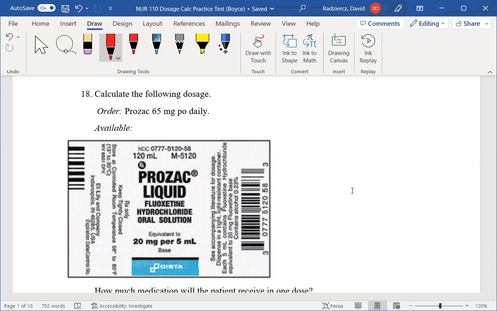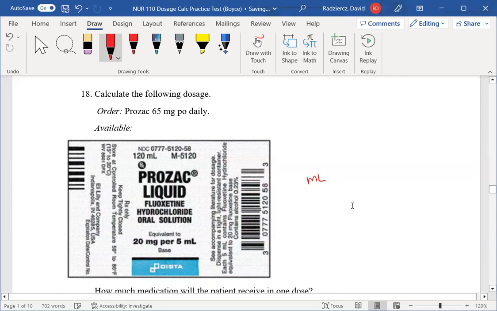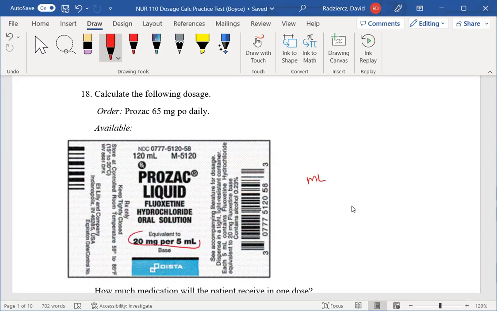All right. Prozac is the order. Notice it says very big. It's Prozac liquid. So without knowing anything else, we know that we are going to be calculating for milliliters. So when it says how much medication will the patient receive in one dose, you know that you're solving for milliliters. So I'm going to look at my label, and I'm going to look for my strength. 20 milligrams per 5 ml. So my order, 65 milligrams. My available, 20 milligrams. My quantity is 5 ml. Do not forget about that quantity.